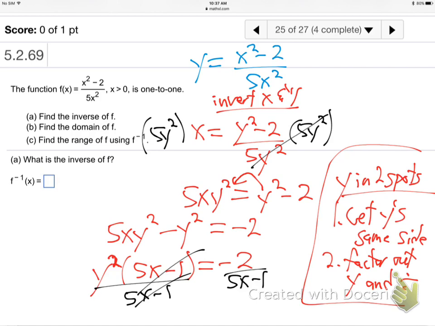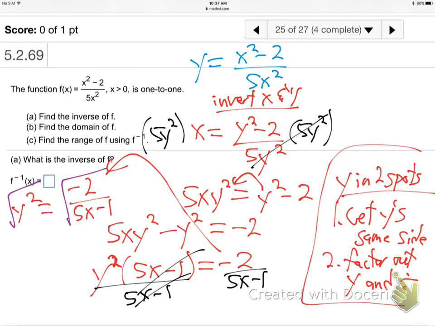You guys with me? Am I losing you? So we got y squared is minus 2 over 5x minus 1. Bring it up here. And last step then is going to be to throw a square root over that.